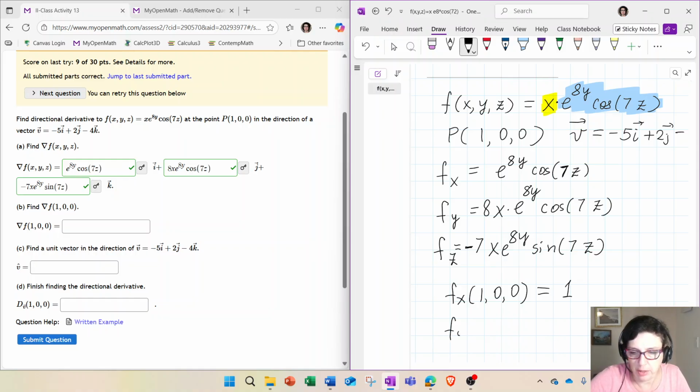Okay, the derivative with respect to y at (1, 0, 0). So here it's going to be 8 times x. e to the power 0 is 1. Cosine 0 is also 1. So this is just going to be 8.